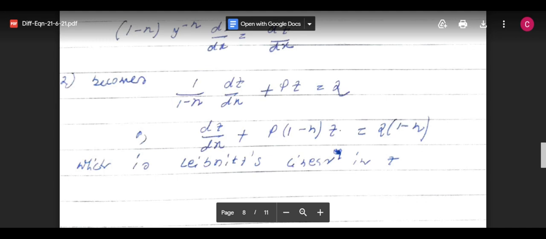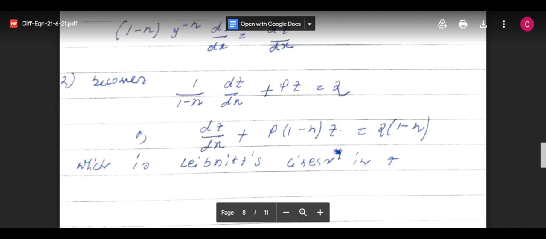Okay. So now, how many of you understood that equation 2 is becoming this one: 1 by 1 minus n dz dx plus pz equal to q? Understood, ma'am. Then the final one, how it is becoming a Leibniz linear equation in z. So, the last line, dz dx. Yes, ma'am. Okay. So now can you solve without seeing that one?